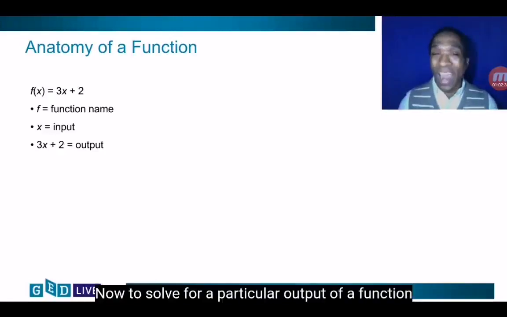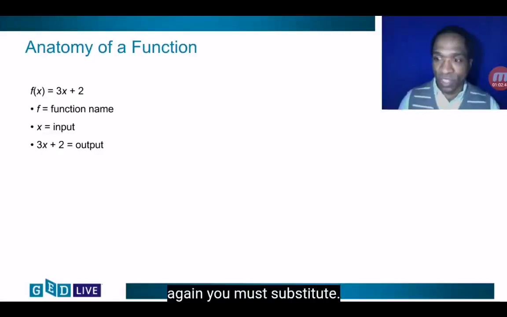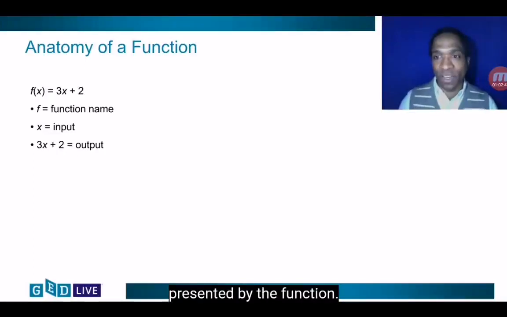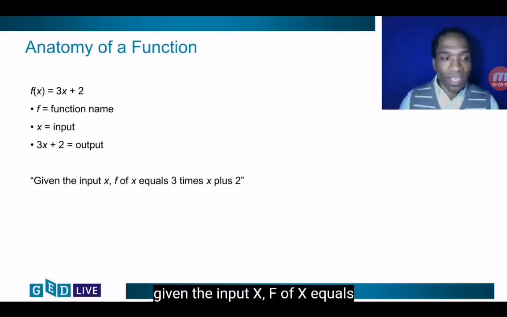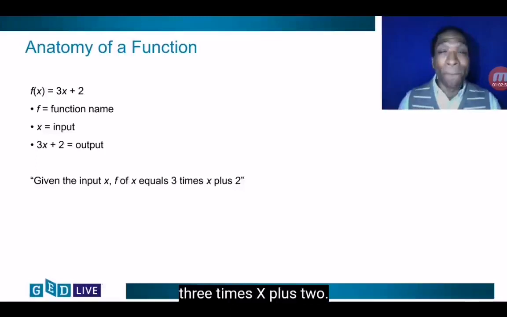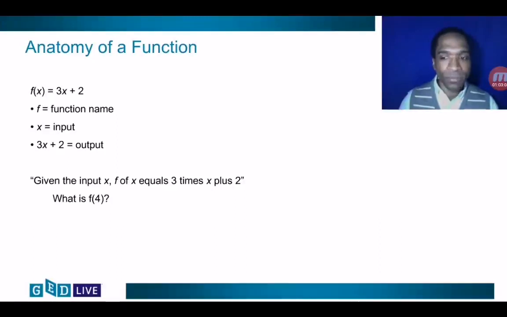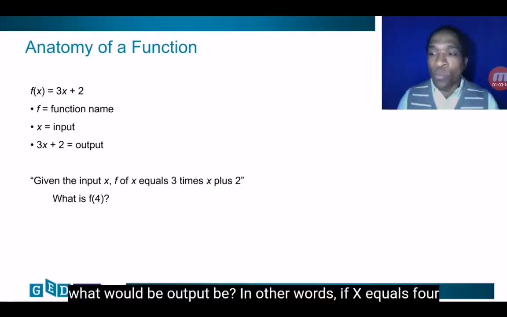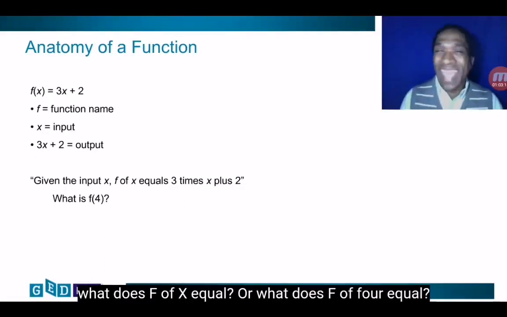Now, to solve for a particular output of a function based on a particular input of that same function, again, you must substitute. And to substitute accurately, read the operations presented by the function. So just like this, given the input x, f of x equals 3 times x plus 2. Now, let's use this concept to answer this question. What's f of 4? So if we input or substitute 4 for x, what would the output be? In other words, if x equals 4, what does f of x equal? Or what does f of 4 equal?